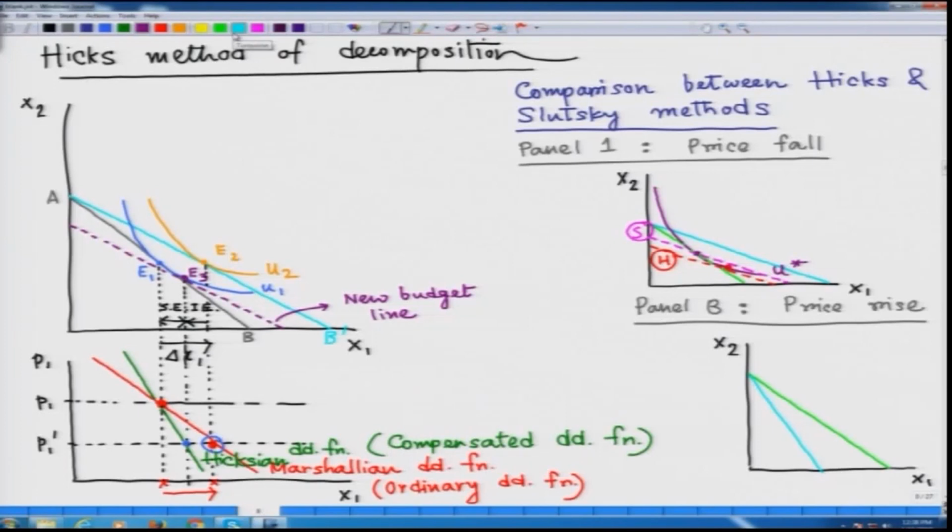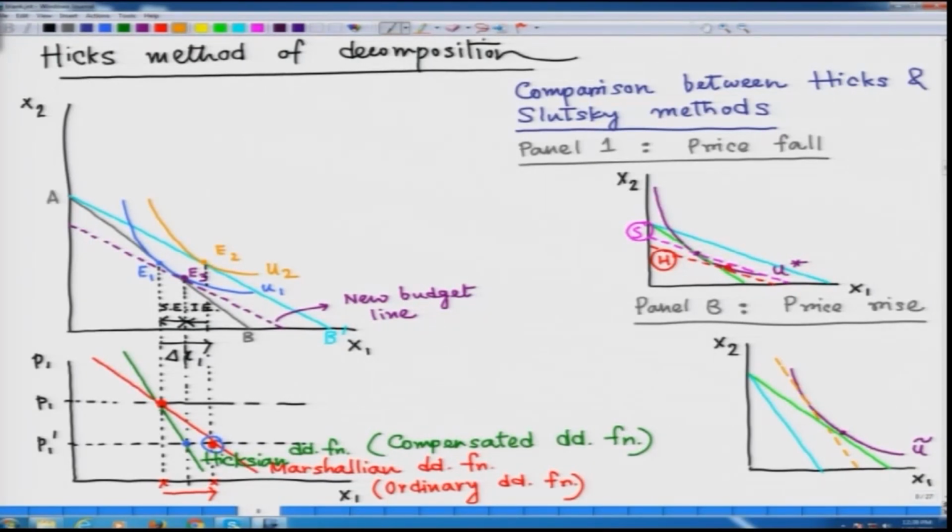So, we can have an indifference curve which is tangential to the initial budget line at this point. So, this is the consumer's initial equilibrium. We depict this level of utility by u tilde. Now, note that in this case, if I follow the Hicks method of decomposition, then I have to compensate the consumer in such a way that the consumer is given an extra amount of money such that the consumer can go back to the initial level of utility, right. So, that is the idea of Hicksian substitution.